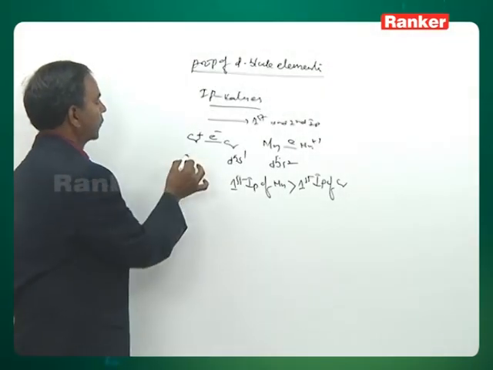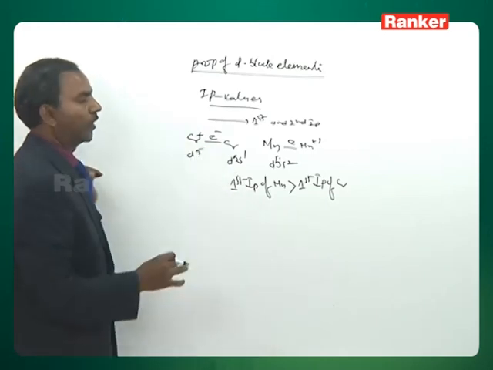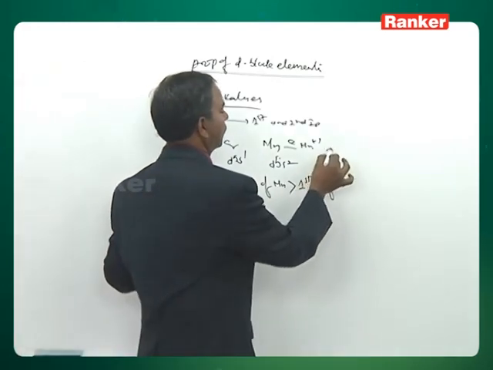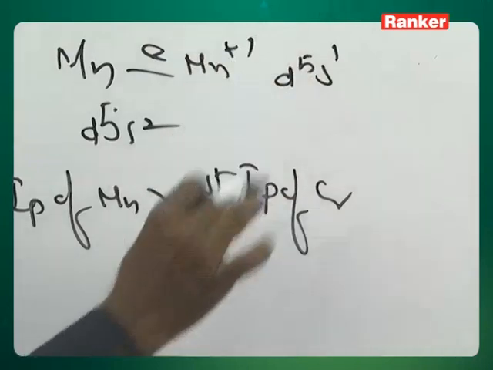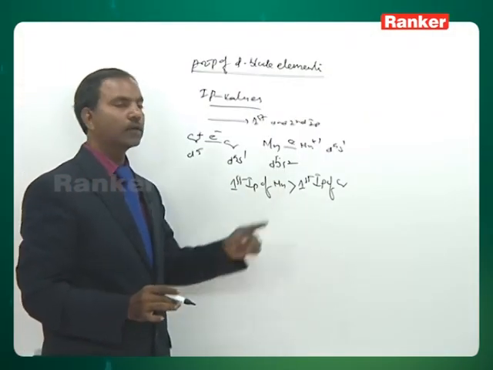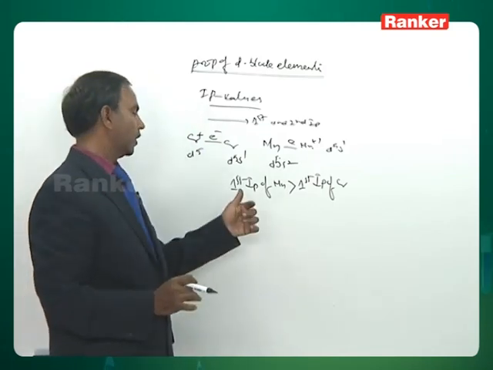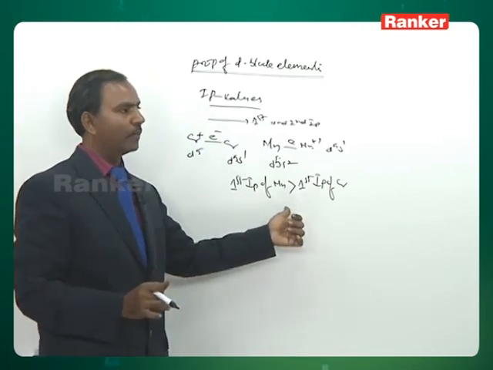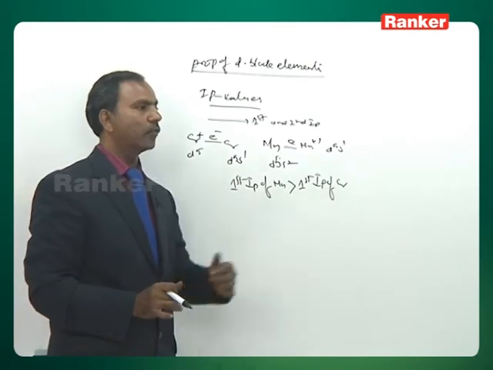Now look at the board. This chromium plus 1 is having d5 configuration, but manganese plus 1 is having d5s1 configuration. Now check it. The removal of the first electron from manganese is difficult. Therefore, I wrote first IP of manganese is greater than first IP of chromium.